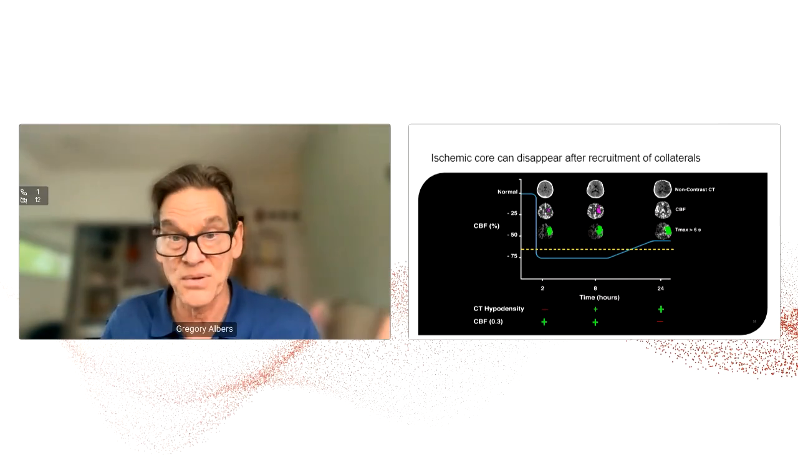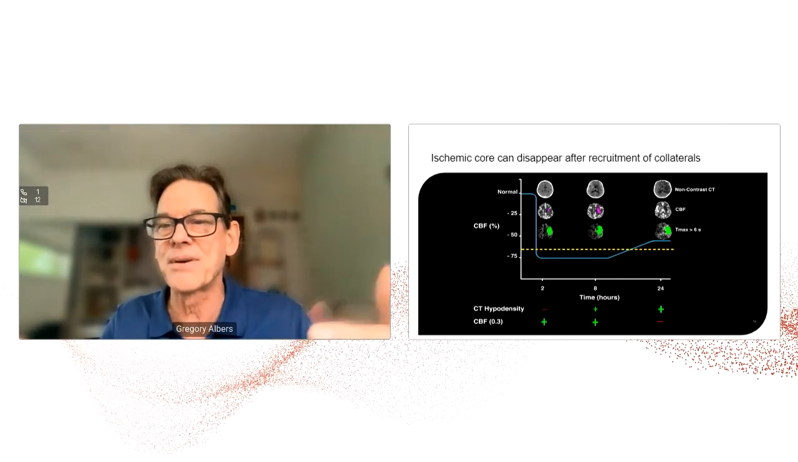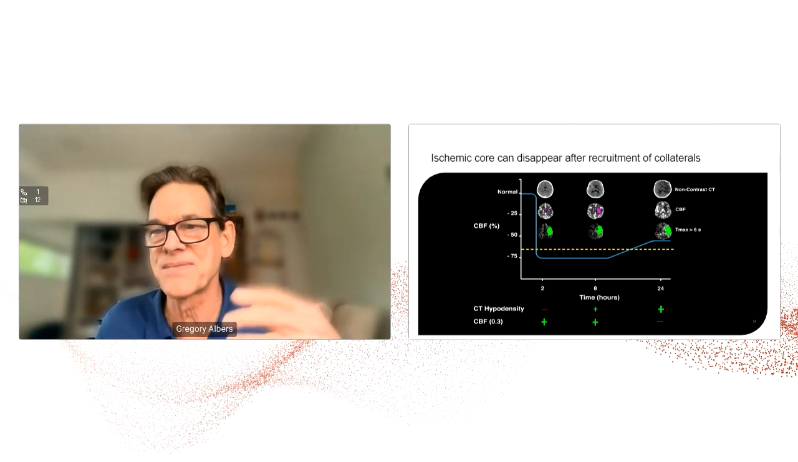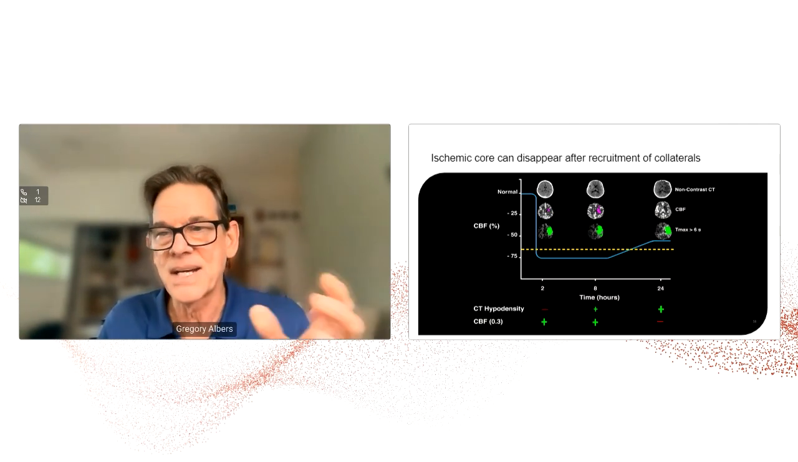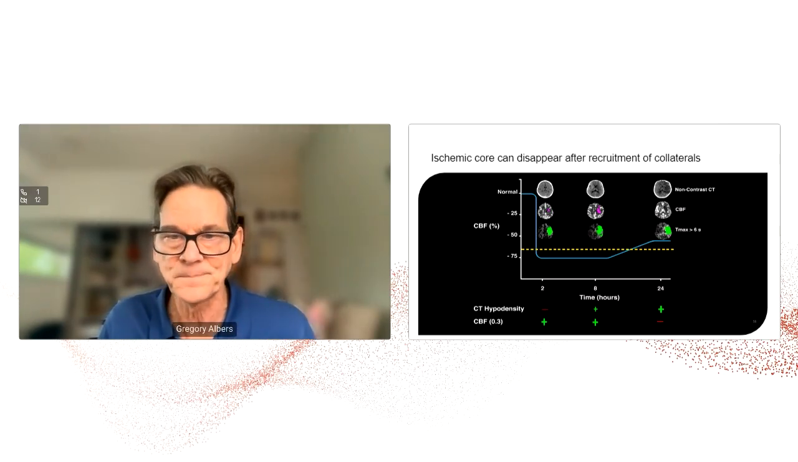So as you get out towards 24 hours, the pink can disappear because collaterals can bring in more blood flow, and the blood flow is no longer reduced by 70%. It also can disappear because the Hounsfield units are now very low, and it's looking like an old infarct. So you're going to see the stroke better 24 hours later with a non-con CT than with the CT perfusion.